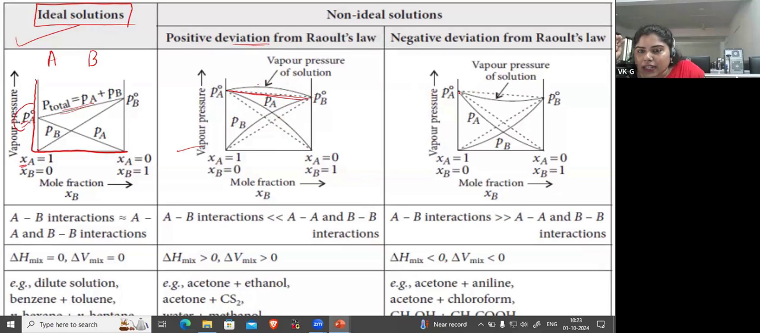In the same way, if you check this right hand side, you have the partial vapor pressure being decreased. You see the line has exactly come down. The pressure is less, which means you call it a negative deviation.